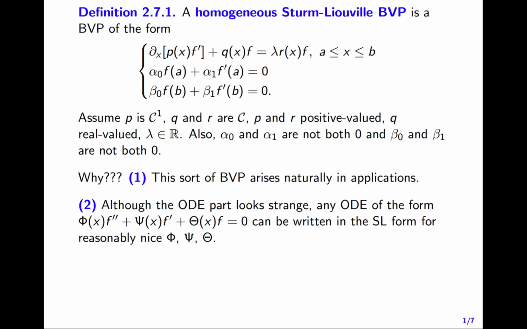Two, although the ODE part looks strange, and it should, it turns out that you can write any ODE of the form phi of x times f double prime plus psi of x times f prime plus theta of x times f equals 0 in the Sturm-Liouville form of the left-hand side of the ODE above if your coefficients phi, psi, and theta are reasonably nice. In other words, this differential equation on the left-hand side of the boundary value problem, although it's strange, it turns out to be equivalent to a lot of more general differential equations.